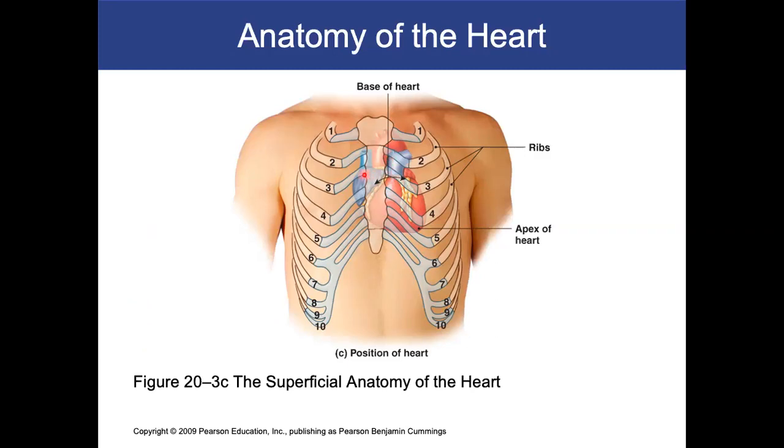Here's a picture of the heart. So the base is the top, which is right here between, you're going to listen for heart sounds between ribs 2 and 3 for the pulmonary valves and the aortic semilunar valves, which we haven't gotten to yet. But then between the 4th and 5th intercostal region, you're going to listen for the atrioventricular valves. Okay, so that gives you a little bit of an idea of why you're picking those places to listen for the heart sounds or the valve sounds.